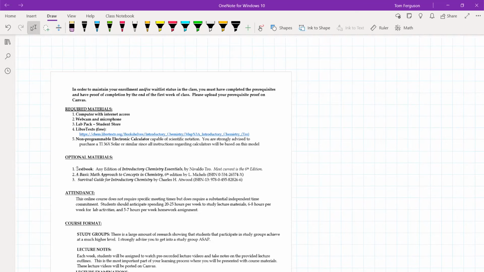So I recommend to my students, the more beat up, the better. If it's been through a windstorm, dog chewed on it, great. You get it for $4 or $5, whatever. But the content does not change. So that's my recommendation.